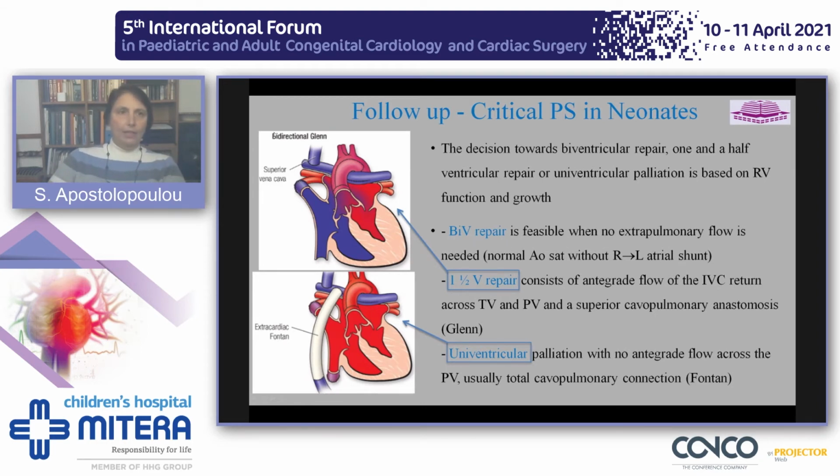Now, 1.5 ventricle repair, which is pictured here, is doing a bidirectional Glenn and using the antegrade flow of the IVC return to go through the tricuspid valve, the smaller RV, and the pulmonary valve, and the Glenn here. And in patients that cannot even sustain this type of physiology, we have to do a univentricular repair, which is usually total cavopulmonary anastomosis and Fontan. SVC, IVC, both to the pulmonary arteries.